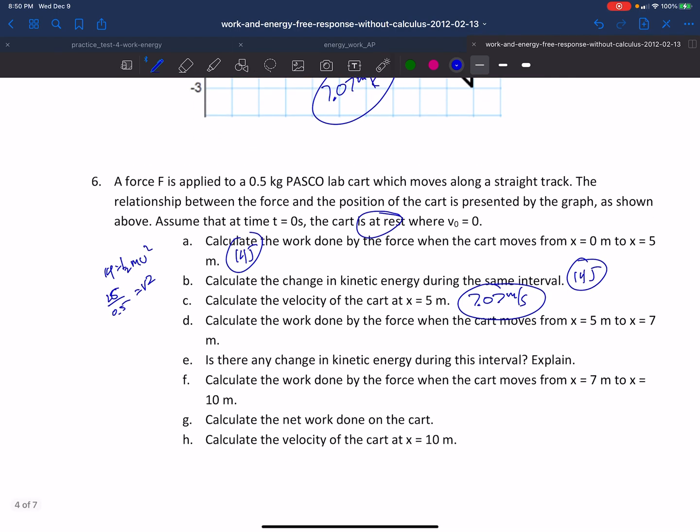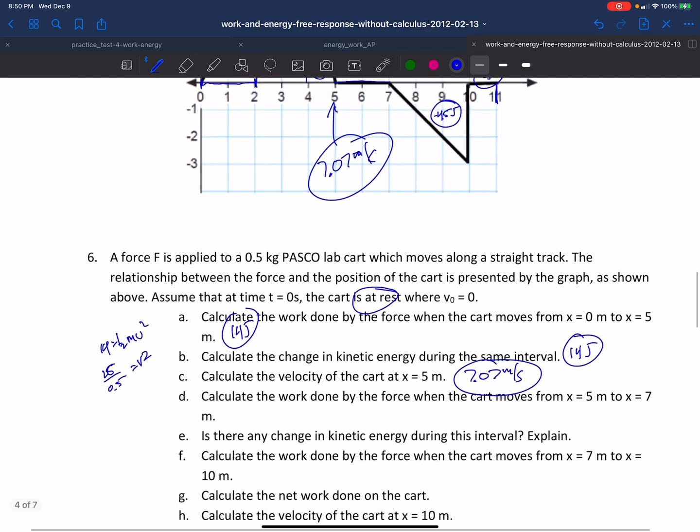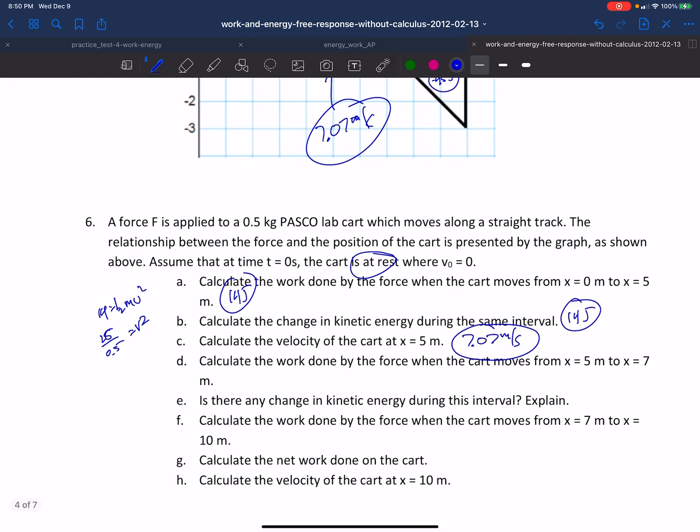Okay. What's the work done by the force when the cart goes from 5 to 7? Well, that's 0. We already did that. A lot of these we did already. Is there any change in the kinetic energy during this interval? No. No work's being done.